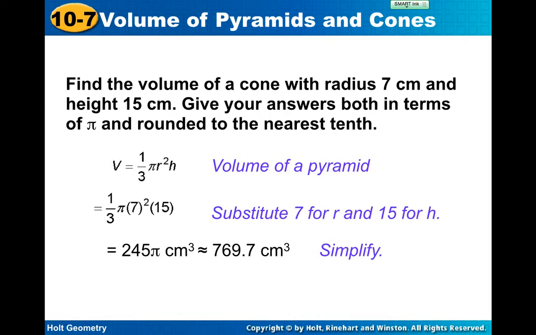Two 45 pi, which is 769.7. Shake your head yes or no if you got it.